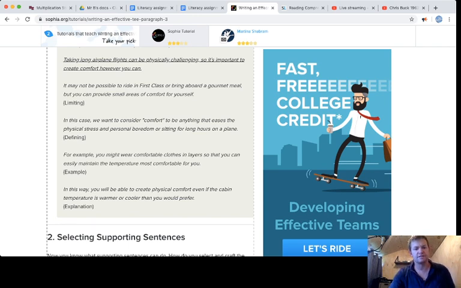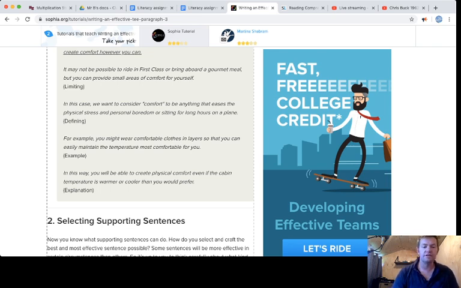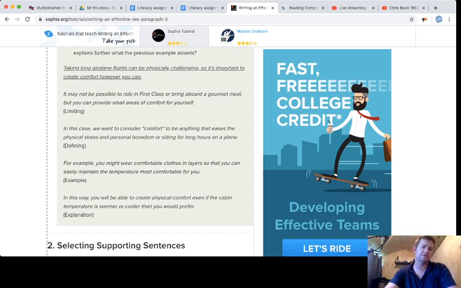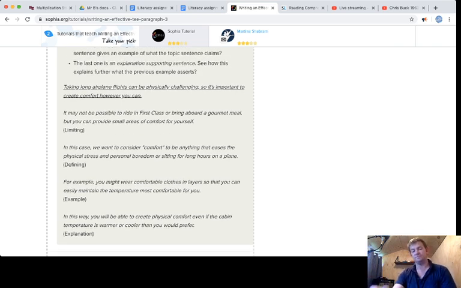And then the last one is an explanation. In this way, you will be able to create physical comfort even if your cabin temperature is warmer or cooler than you would prefer. See, if you strung all of these three things underneath your initial one, that's TEE paragraphing. And it really finishes off the paragraph nice and tight. So put some limitations on it. Define exactly what you want, what you're meaning. Give an example and an explanation on why your example is good.